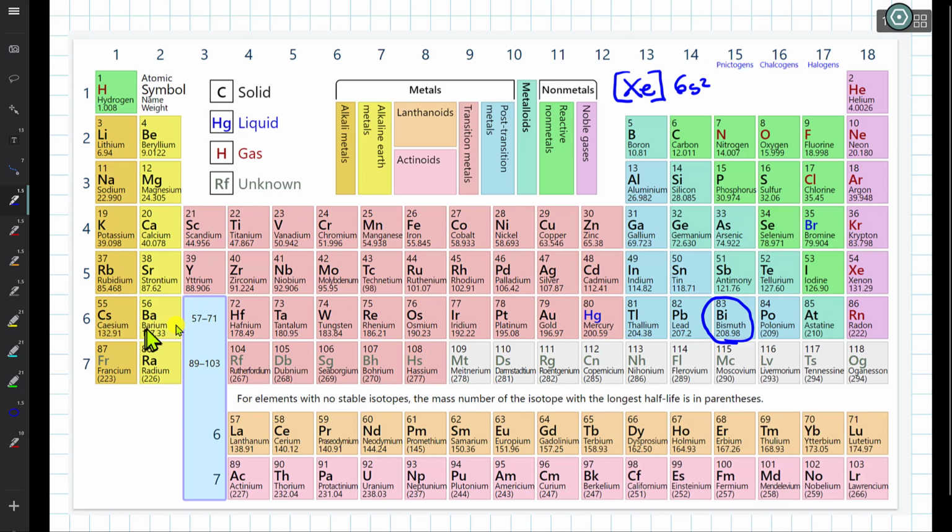And then after 6s2, I'm going down into the Fs, and that's the first group, 57 to 71. So that's these guys. The lanthanides is what this is called. So this is going to be, again, n minus 2, 4f, 14. There's 14 elements down there. And then 5d, that's this.